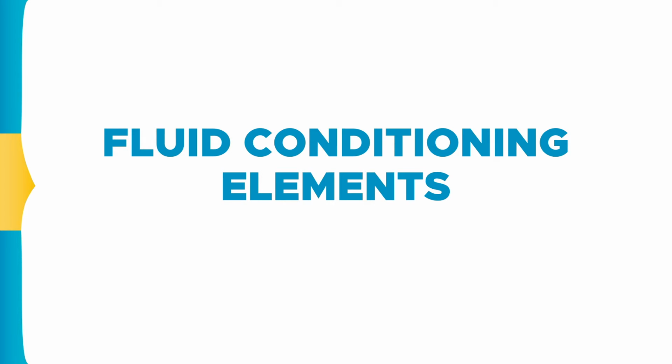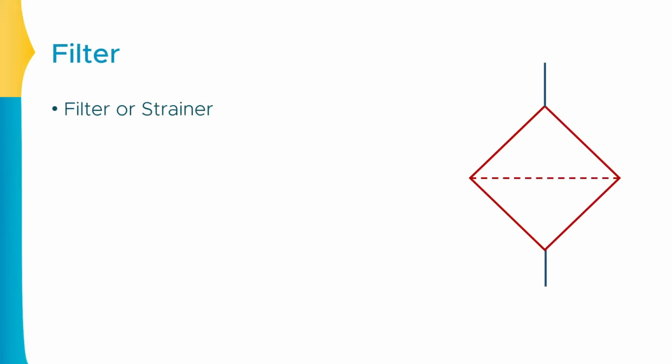But before understanding the fluid conditioning element, let us understand how these symbols can be identified. Any kind of fluid conditioning element will have the symbol of the diamond shape. As you can observe, this is a diamond shaped symbol which actually represents a kind of fluid conditioning element. This is what we always need to remember.